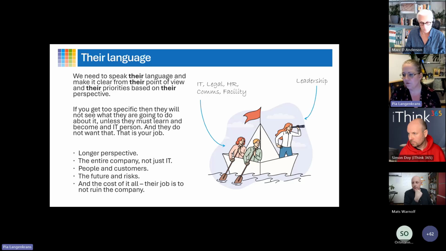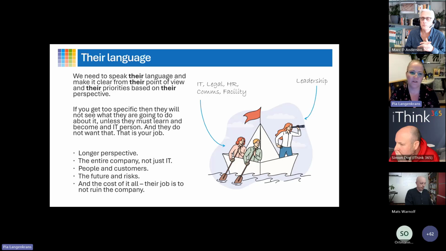The leadership are looking forward. So if we come to them and complain about the oars and the wood isn't very good and something like that, they will be like, well, it sounds like a you problem. You should go and just say, I need better resources to be able to deliver on what you expect me to do. If you get too specific, they will not see how they can help you.